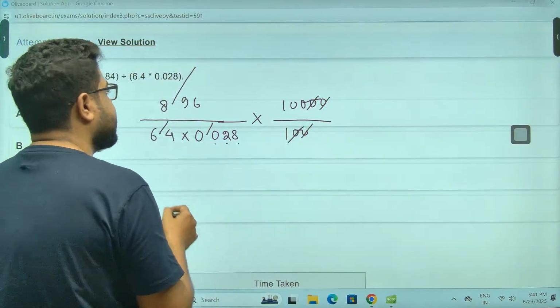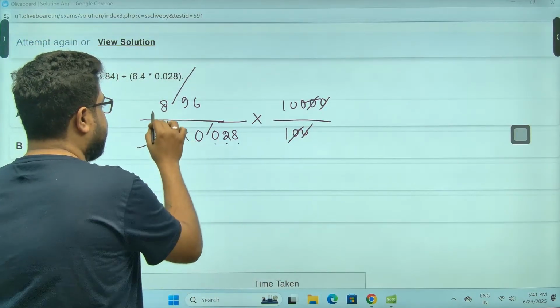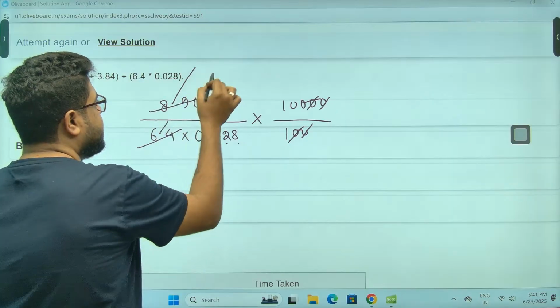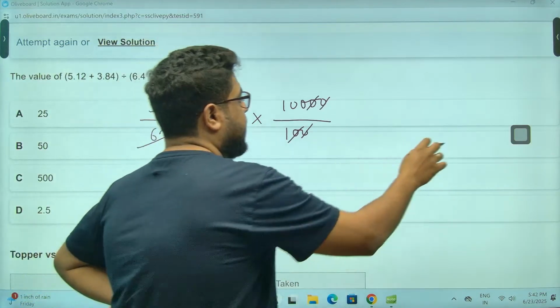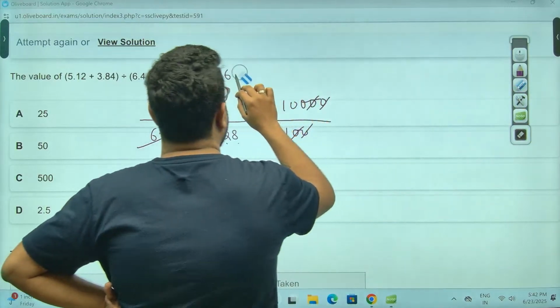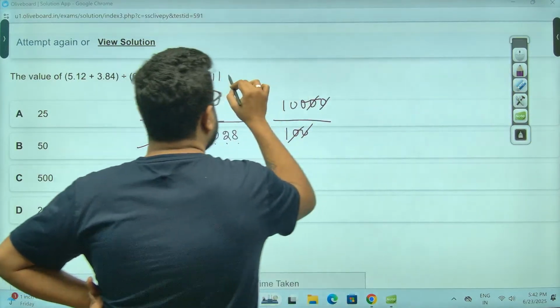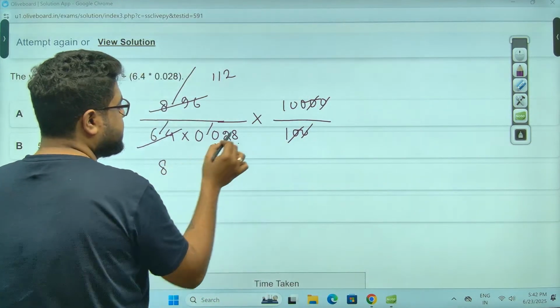Anything else? I don't think so. Sir, 8 से करो. 8 ones are 8. 8 12s are 96. क्या पागल है मैं. 8 12s are 96. 8 8s are this 28.